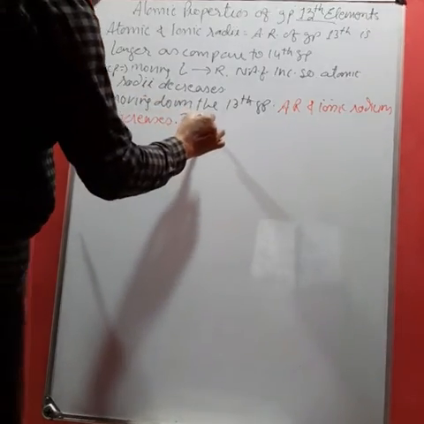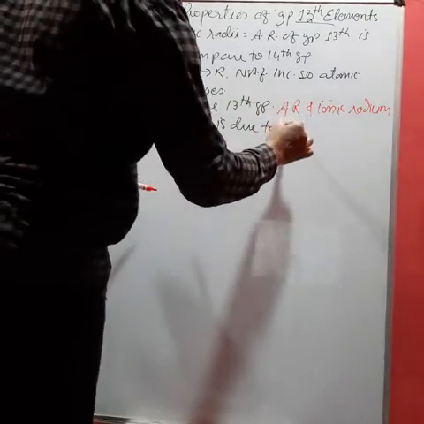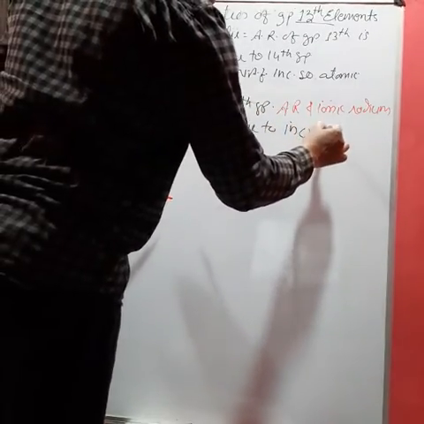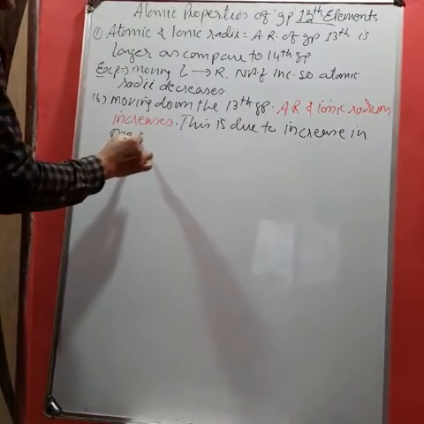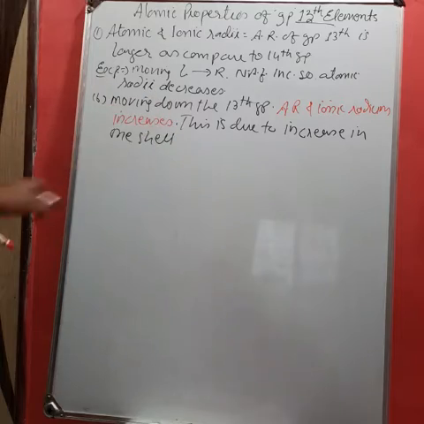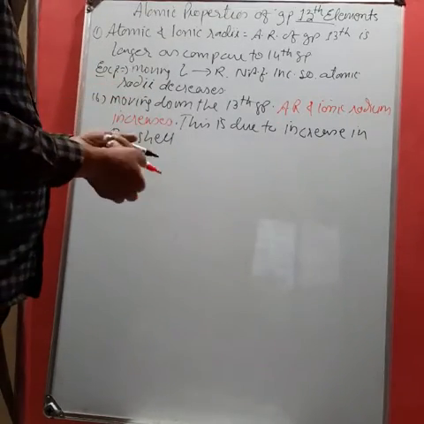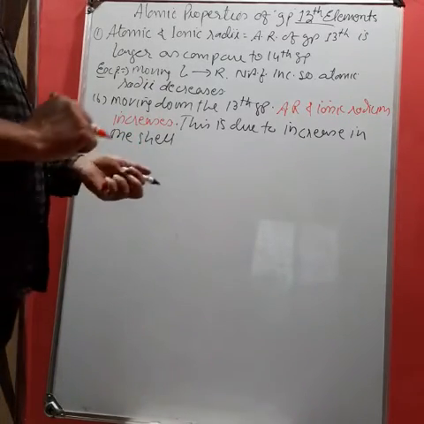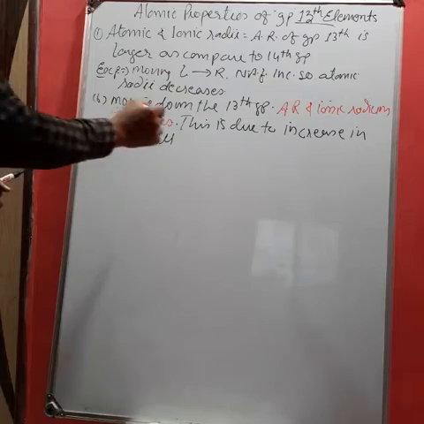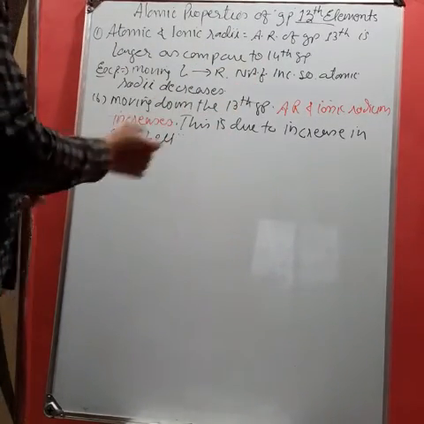This is due to increase in one shell. Okay, that is boron having 2 shells, while aluminum having 3 shells, the next one 4, next one 5, etc. Getting? So it is the simple manner. Moving down the group, atomic and ionic radius increases.